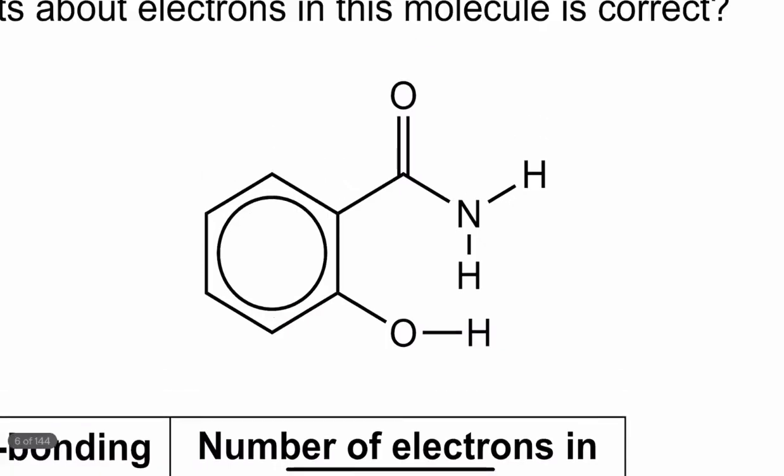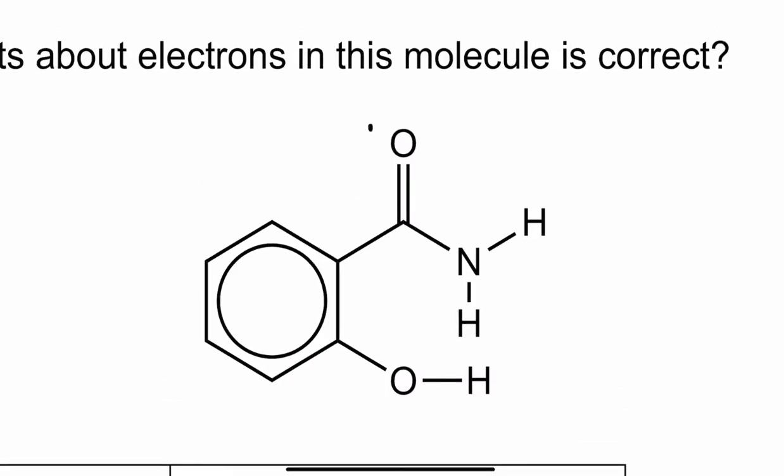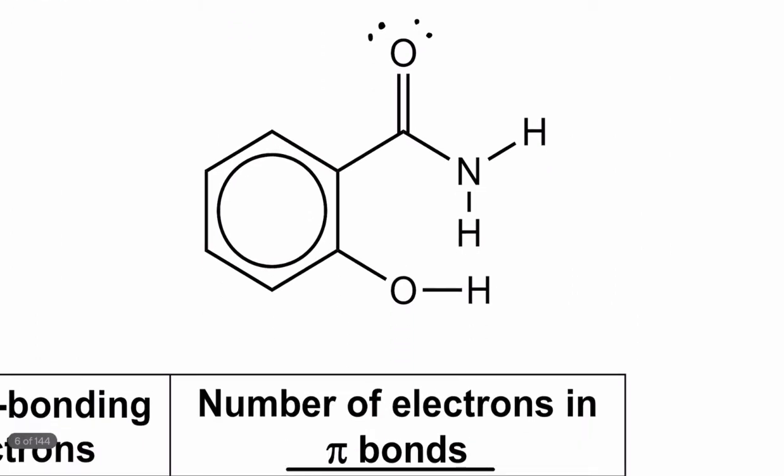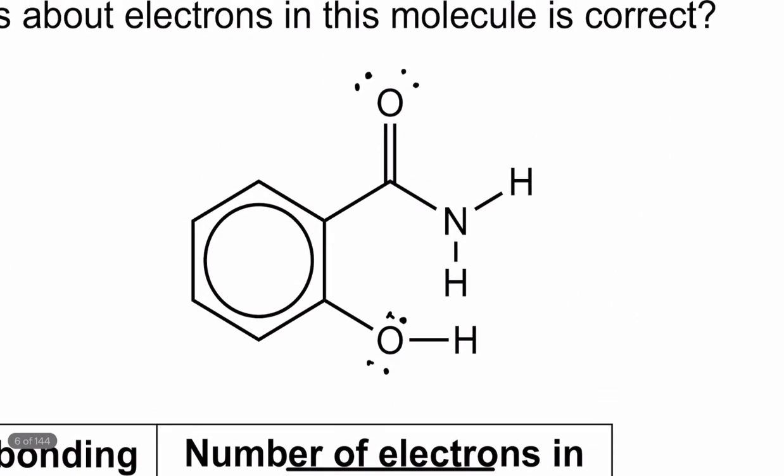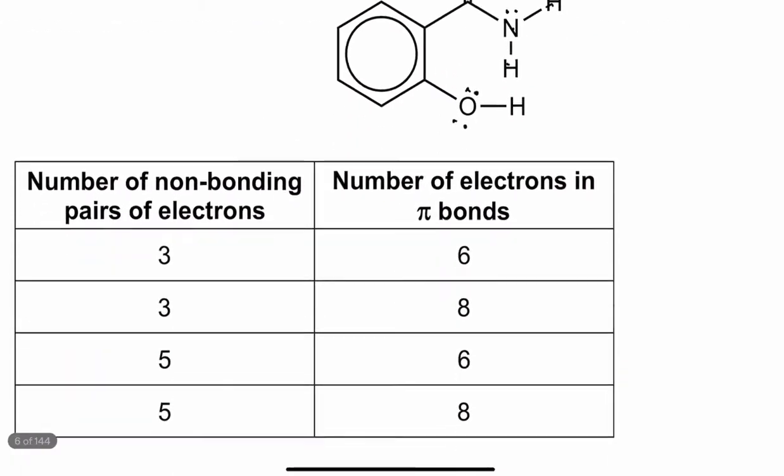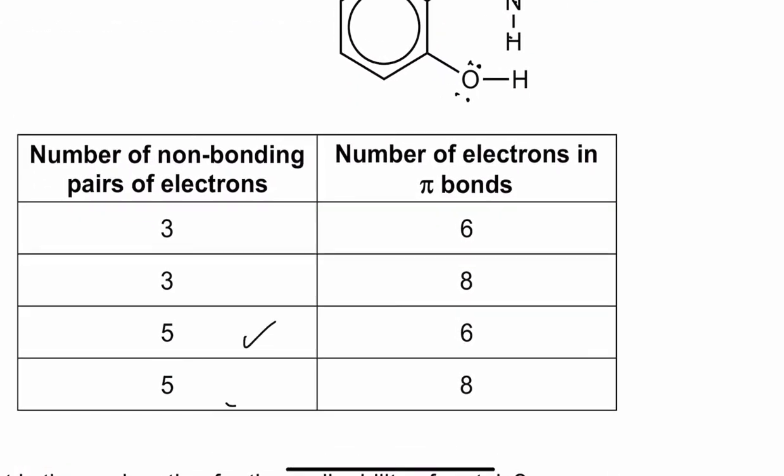Non-bonding pairs, where can we see them? Well, we see them in this O. There's one pair, two pair. In this O, there's one pair, two pair, and the N, this and this right here. Just one pair there. So it's going to be 5. So it's one of these two.